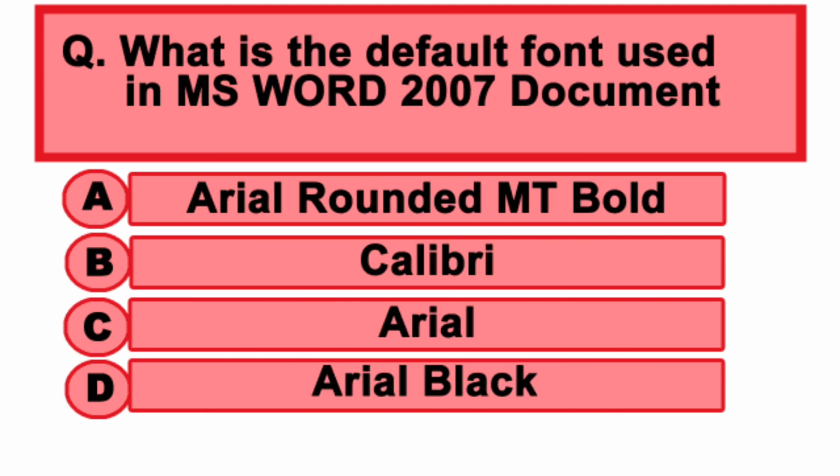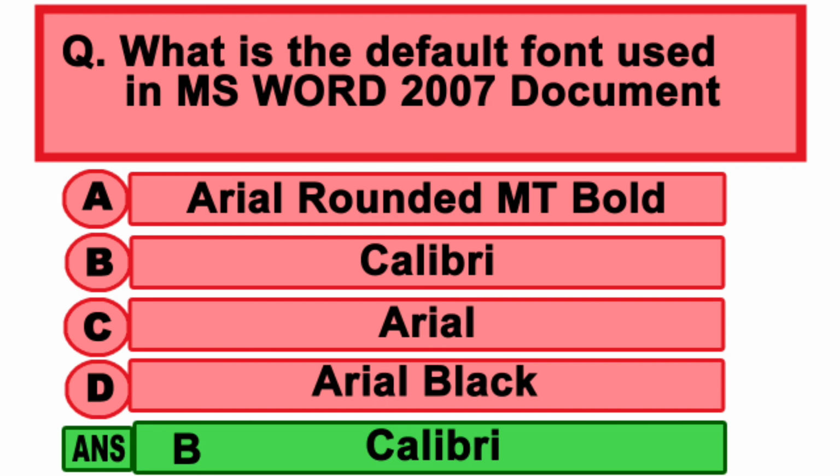What is the default font used in MS Word 2007 document? The options are A. Arial rounded MT bold, B. Calibri, C. Arial, D. Arial black. The correct answer is answer B. Calibri.